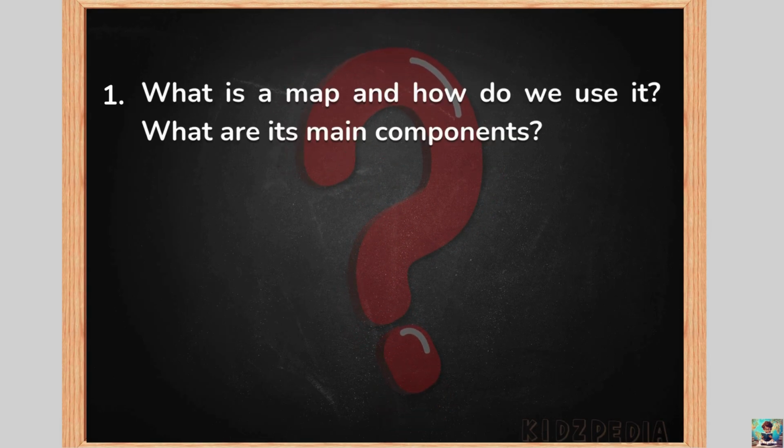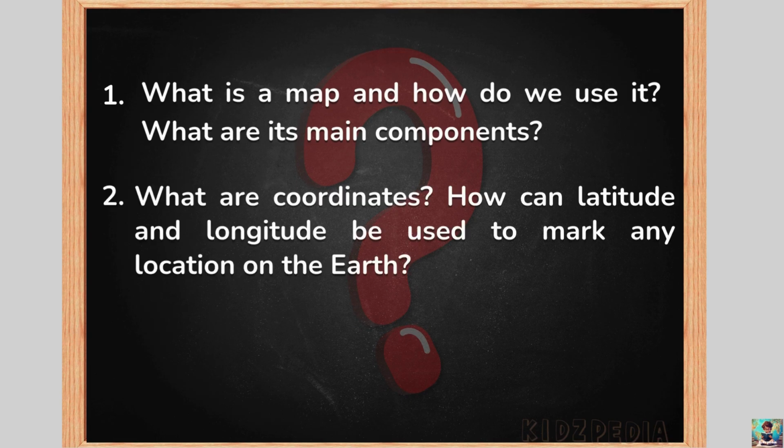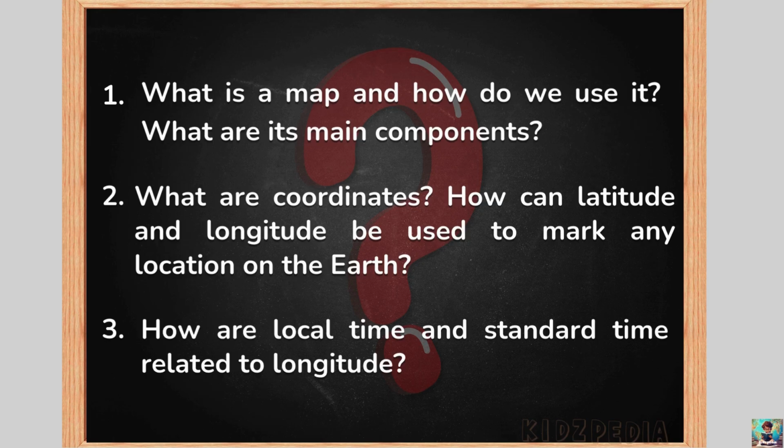So, the big questions are, what is a map and how do we use it? What are its main components? What are coordinates? How can latitude and longitude be used to mark any location on the earth? How are local time and standard time related to longitude? We will learn answers for these questions in this chapter.